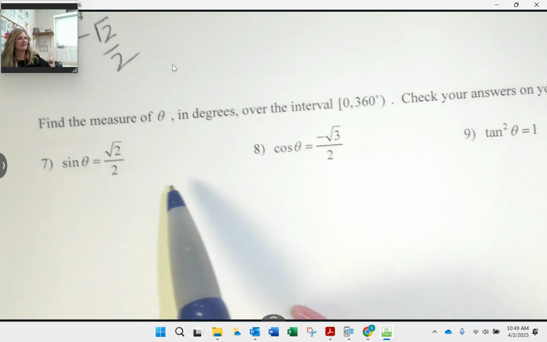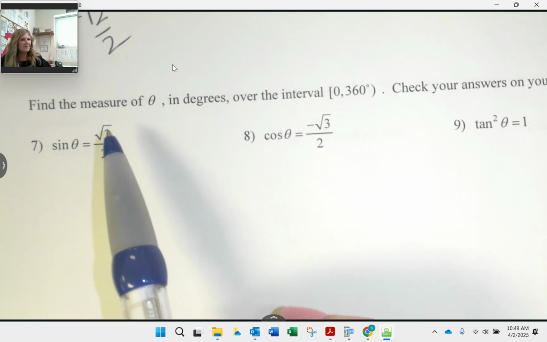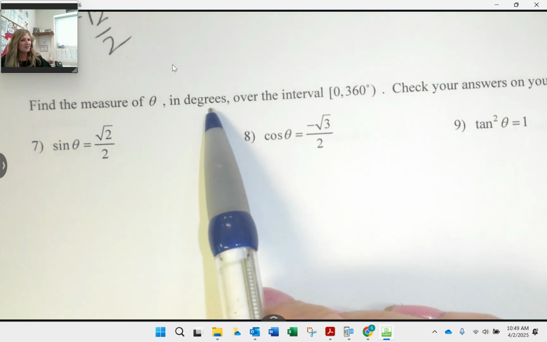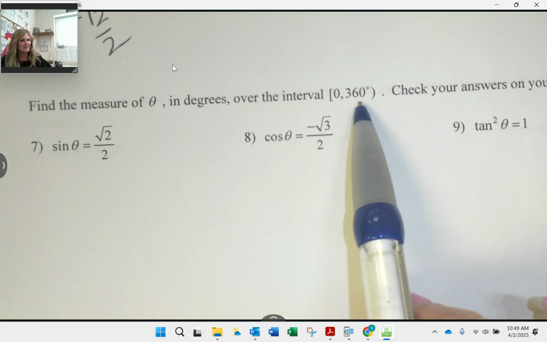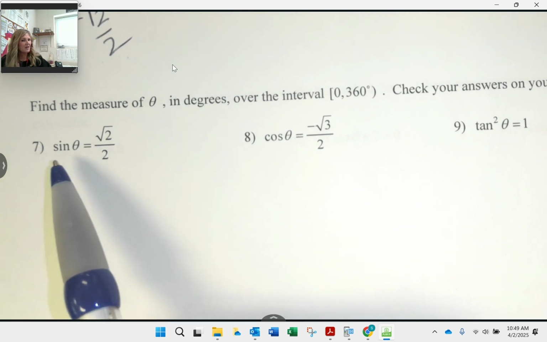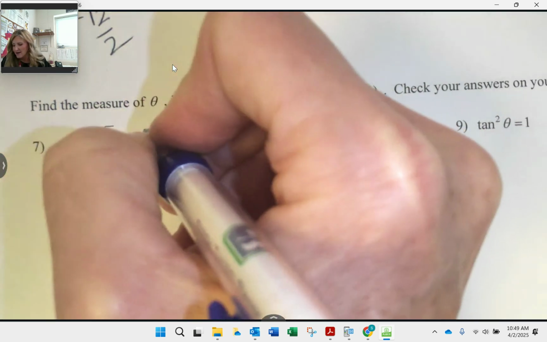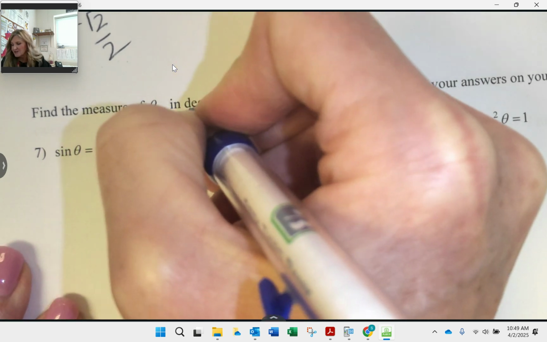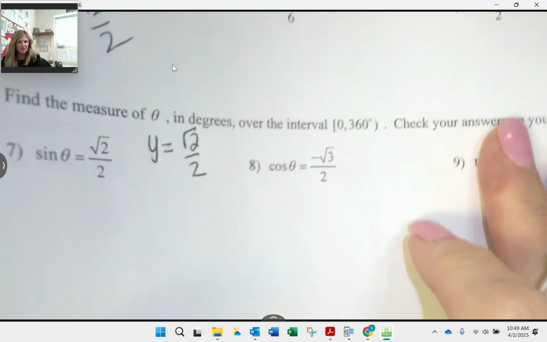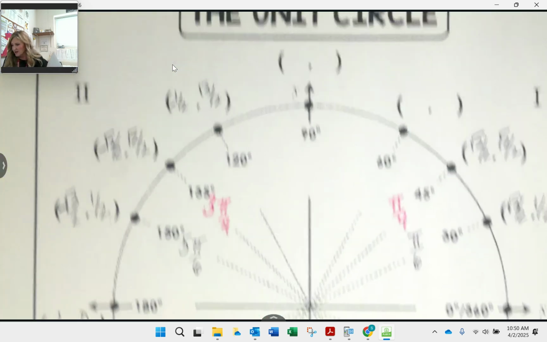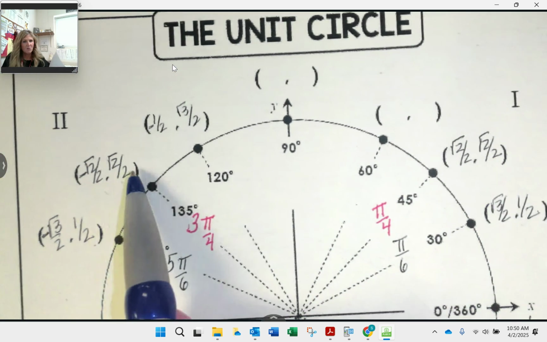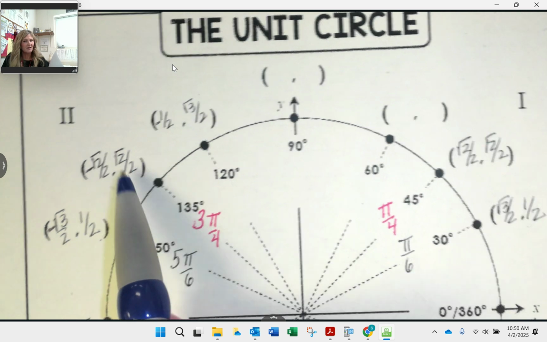Come down here to number 7. This is something that's kind of been tripping people up. Find the measure of theta in degrees between 0 and 360. Sine theta has to be radical 2 over 2. Well, sine is y. So this is just asking us, where on the unit circle is y radical 2 over 2? Well, let's look. Y is radical 2 over 2 there, and y is radical 2 over 2 there.